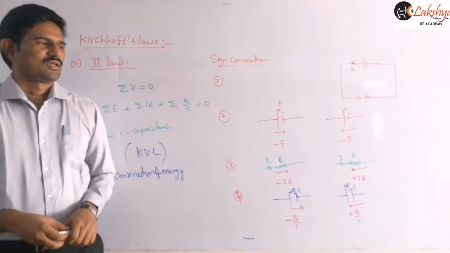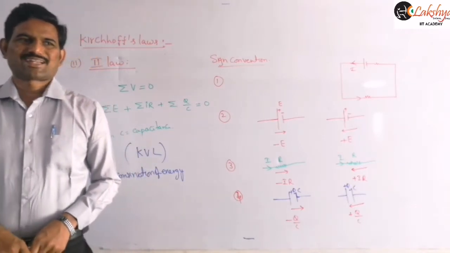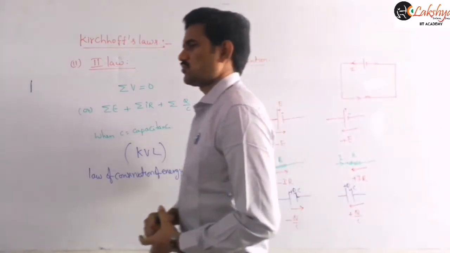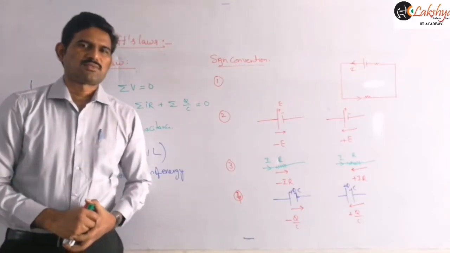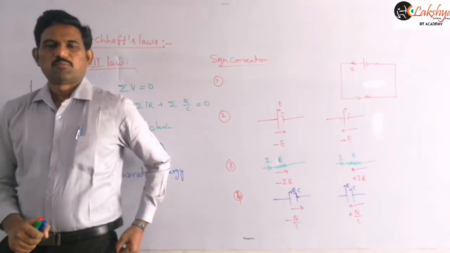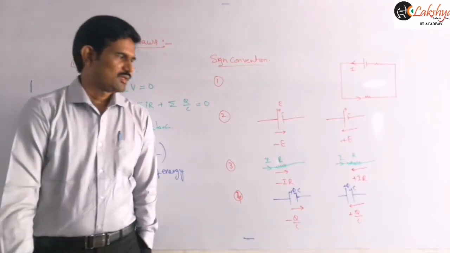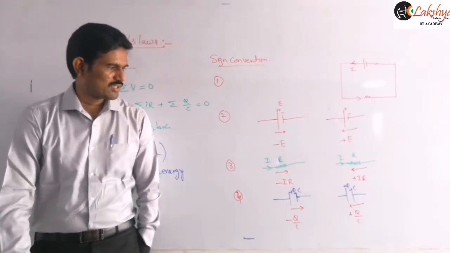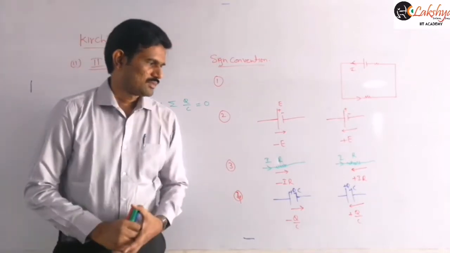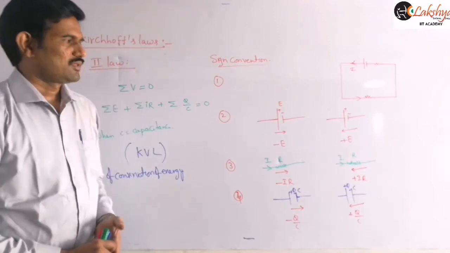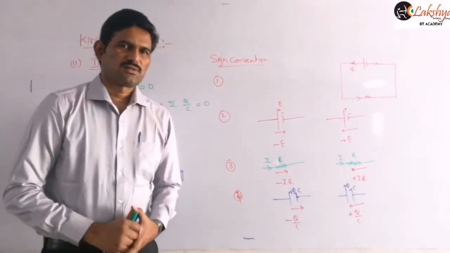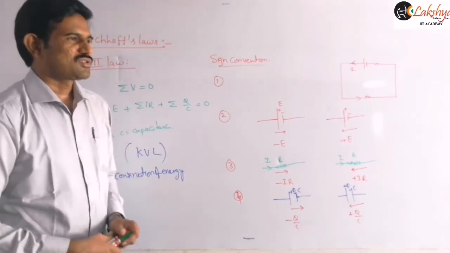In case of a capacitor, when we travel from the positive plate to the negative plate, then the potential difference across the capacitor is negative, that is minus Q by C. But when we travel from the negative plate to the positive plate, then the potential difference is taken as positive, that is plus Q by C. So these are the sign conventions here.